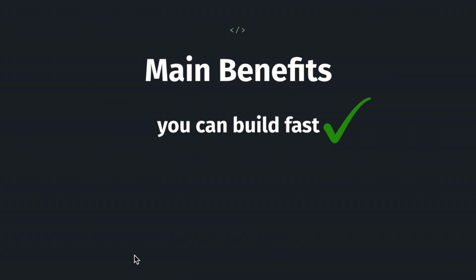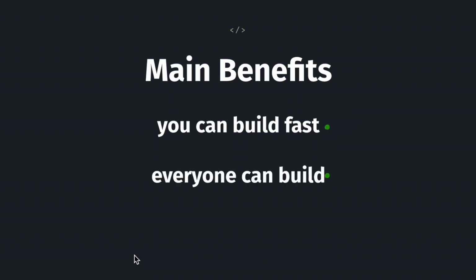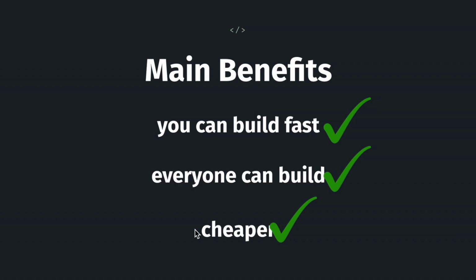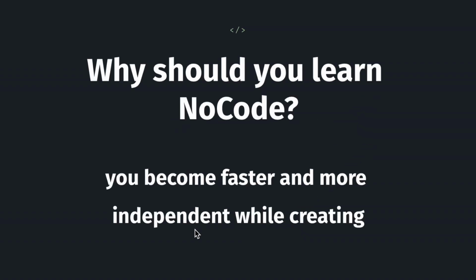The main benefits of no-code are that you can build fast. Since you do not write every line of code yourself, but build visually, it is much faster. Also, everyone can build because it is so simple. You can learn no-code quite fast and therefore build things yourself independently. And the combination of the two, no-code creation is cheaper than real code creation. Why should you choose no-code? Well, you are fast and independent while creating. This allows, for example, MVP validation or something similar for entrepreneurial minds.